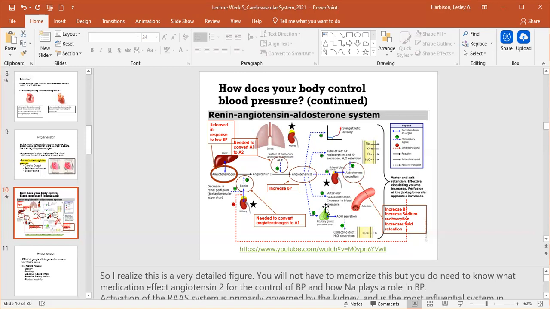lowering blood pressure. I like this chart because though there's a lot going on and it looks kind of confusing, if you stop to read all these little pluses, you'll realize that they are just saying that these are stimulating agents which contribute to increasing blood pressure. So if we want to decrease blood pressure, then you have to interfere somewhere along those lines.